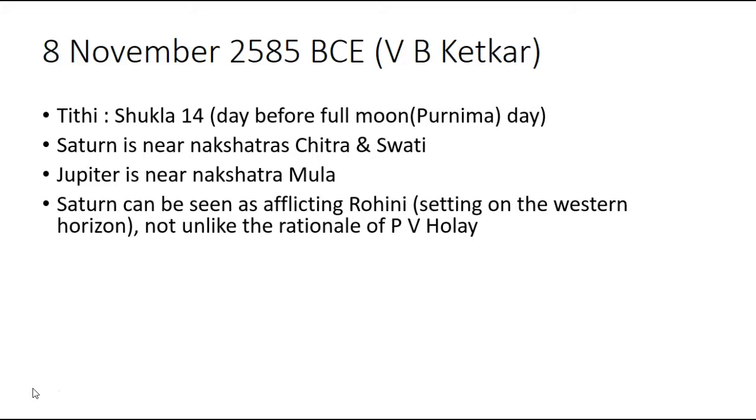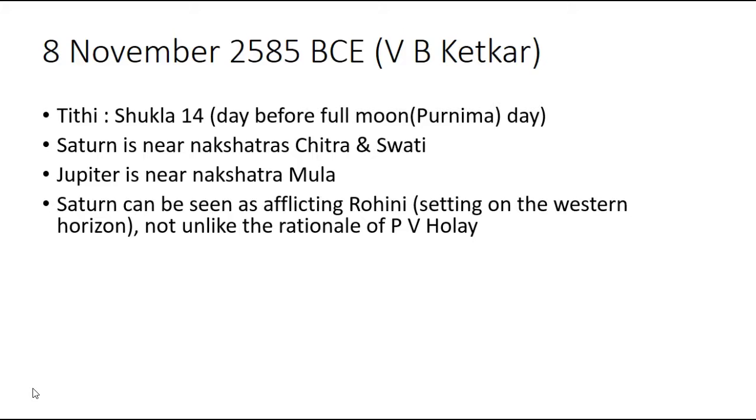And also if you look at the positions of Saturn and Jupiter, so Saturn is near Chitra and Swati, which is close to Vishakha on one side, and Jupiter is near Mula. In fact, it was between Jyeshtha and Mula, so that was on the other side of Vishakha. So as a visual observation, one may also say that the positions of Saturn and Jupiter do corroborate another astronomy observation of Saturn and Jupiter near Nakshatra Vishakha.